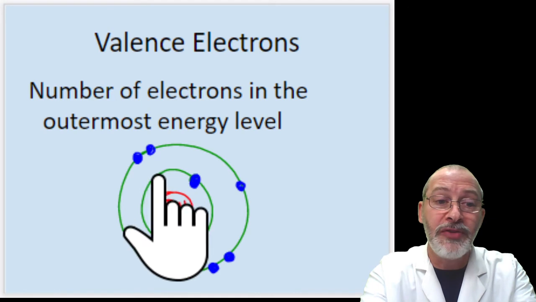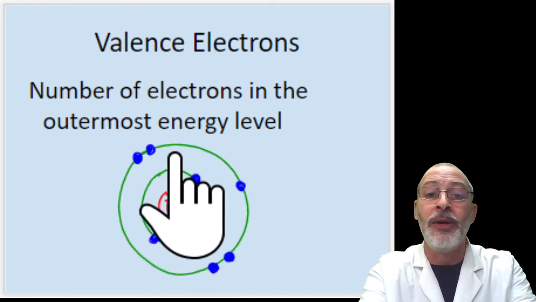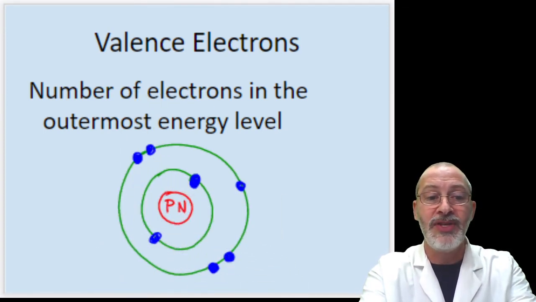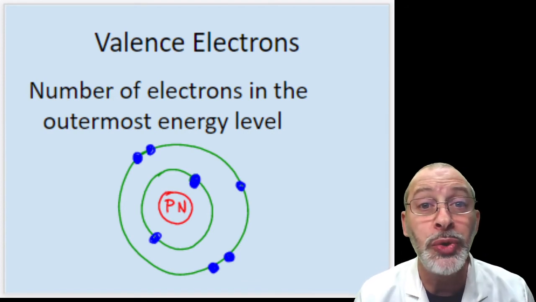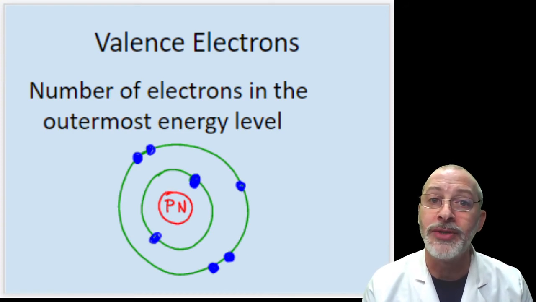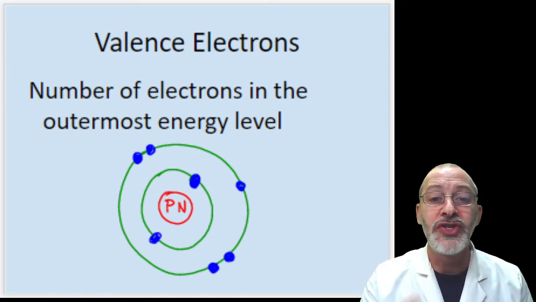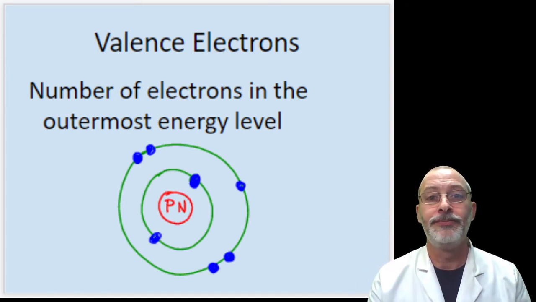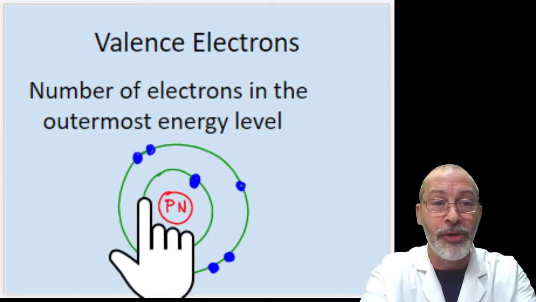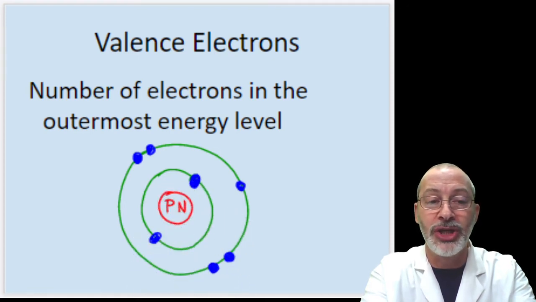In this picture, we've got the nucleus, which contains the protons and the neutrons. Then we have a first energy level and a second energy level. Now, if this diagram is using blue dots to represent electrons, I want you to answer the following questions. How many electrons are in the first energy level? Hopefully you answered 2, and they are right here. 1, 2 electrons in the first energy level.